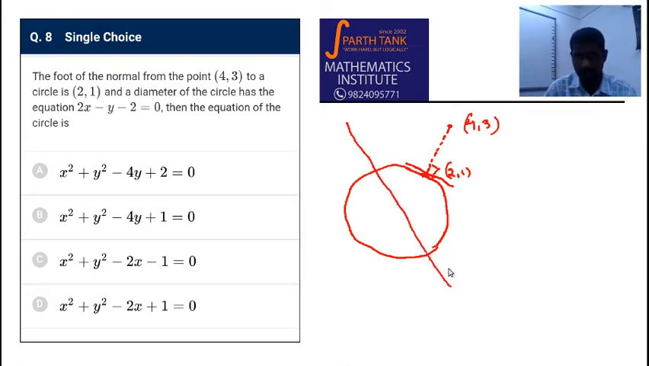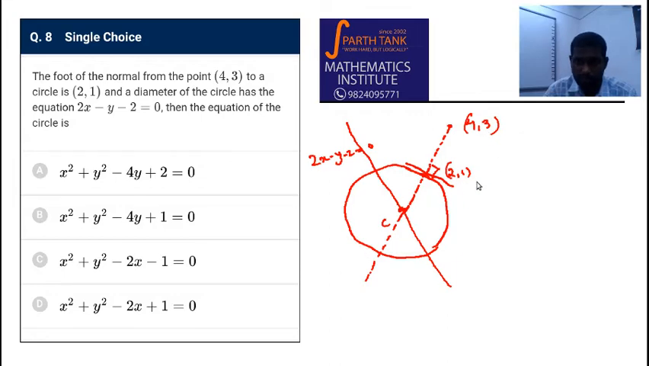There is a certain diameter, which means it passes through the center C. This diameter has the equation 2x minus y minus 2 is 0. Now the question is, the equation of the circle is what? Okay, how to find? Now you see that this normal to the circle is nothing but the radius, right? Radius is always normal to the circle. Therefore, this straight line is another diameter actually. It will be the equation of another diameter of the circle.